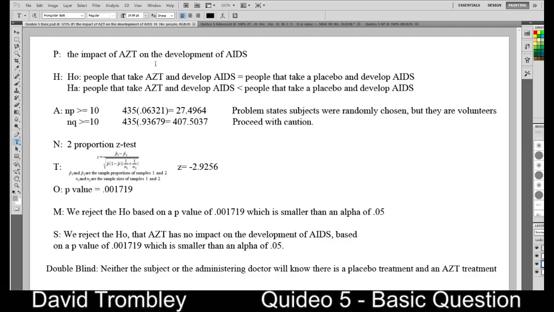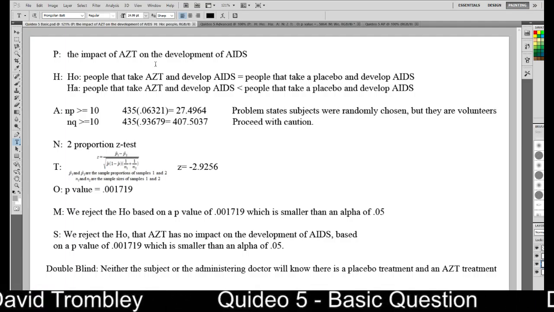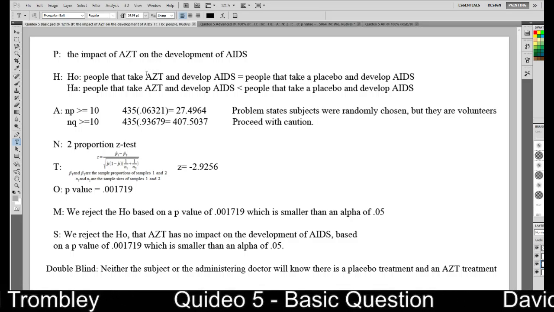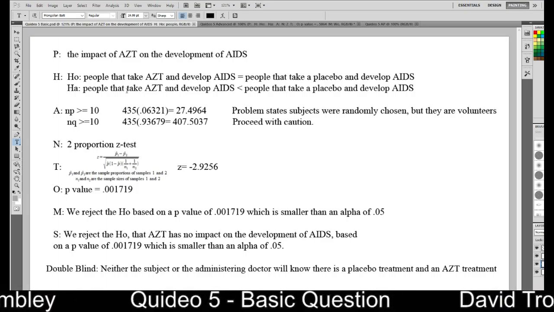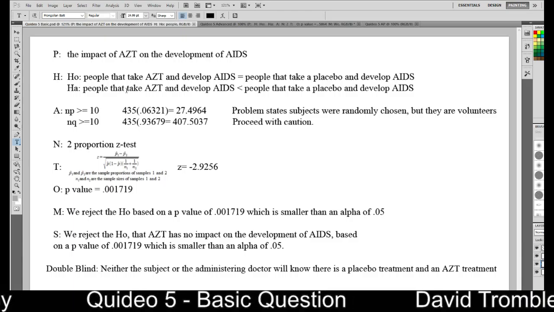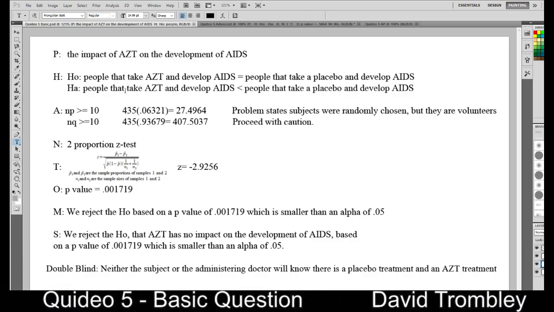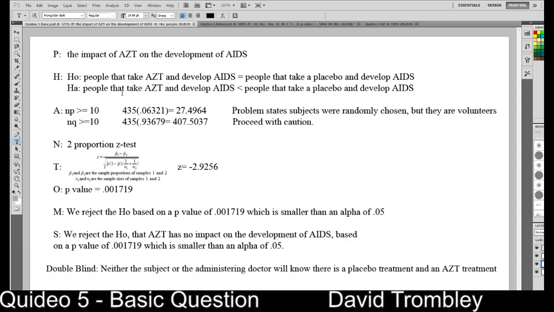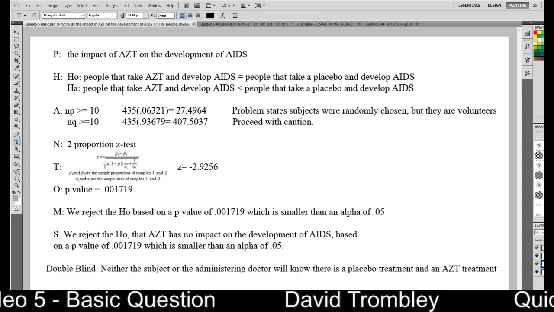Since we have to do a full PHANTOMS here, we need to find the impact of AZT on the development of AIDS as our parameter of interest. For our hypotheses, our H0 is that the proportion of people that take AZT and develop AIDS is equal to the proportion of people that take a placebo and develop AIDS. So there's no difference between AZT and the placebo taken in the test. And then our alternate hypothesis is that the proportion of people that take AZT and develop AIDS is less than the proportion of people that take a placebo and develop AIDS.